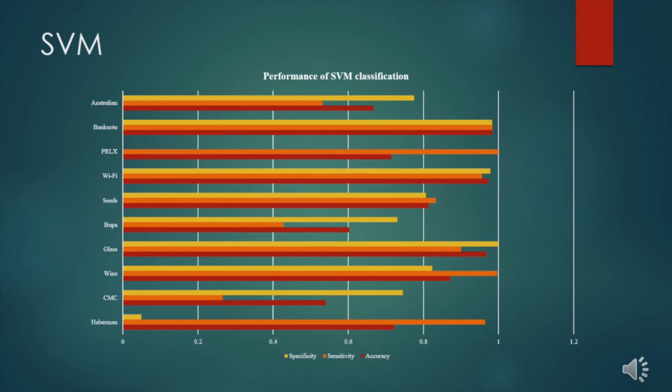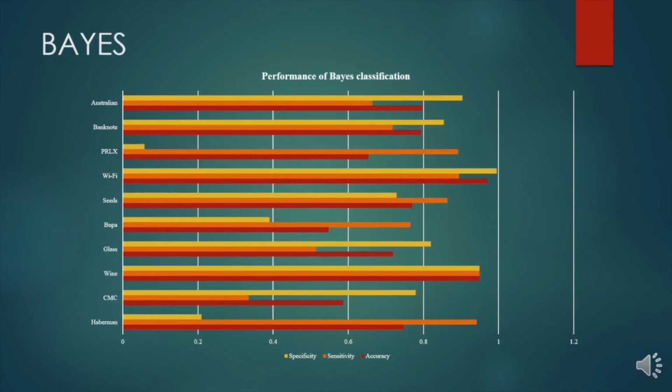The average accuracy of SVM classification equals 79.513%, the average sensitivity equals 77.611%, and the average specificity equals 70.676%. The next histogram is the performance of Bayes classification. For Bayes classification, the average accuracy equals 75.362%, the average sensitivity equals 75.371%, and the average specificity equals 66.88%.